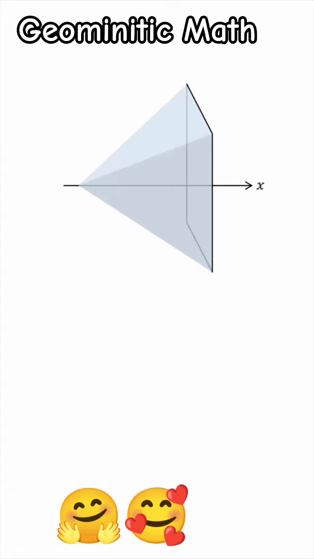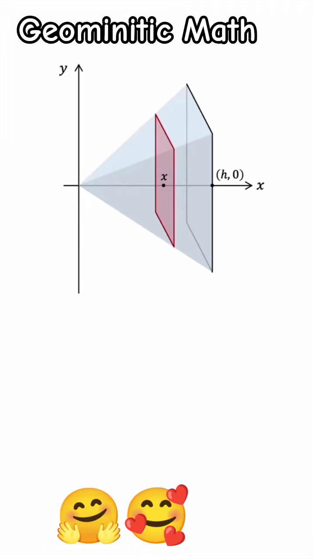We'll align the central axis of the pyramid with the x-axis, and then slice it at a typical point x with a perpendicular plane. Take a square base with side length L, and say the sliced piece has a side length S, which depends on x because it varies depending on where you happen to be slicing.